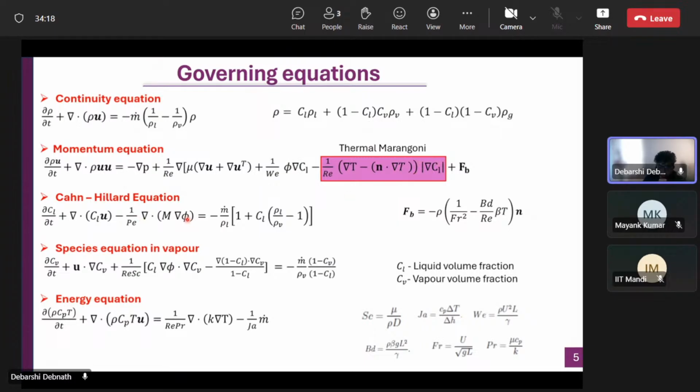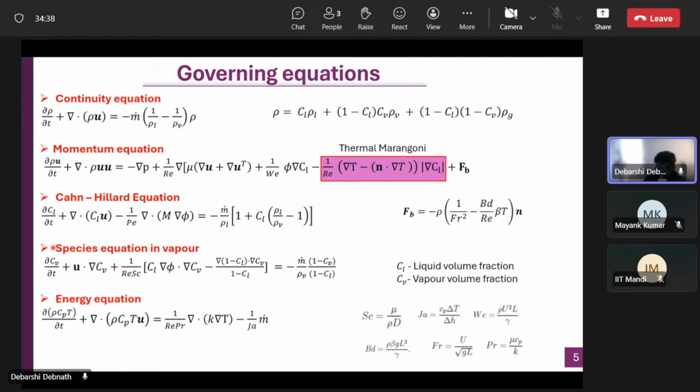Next, we have the capillarity equation itself. So it's for the liquid volume fraction CL with the source term m dot. Since the liquid is evaporating, the mass is transferring from the liquid side to the vapor side. It's negative. The sign of the source term is negative. Okay?